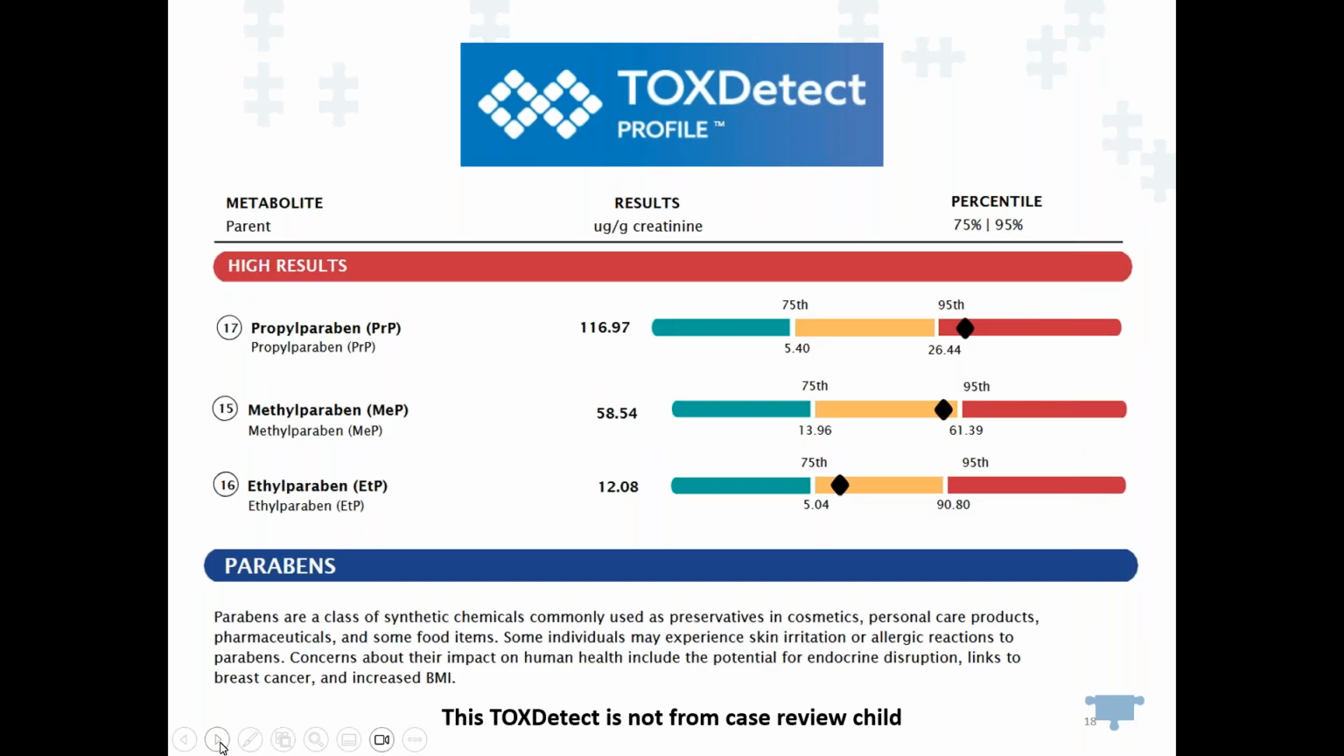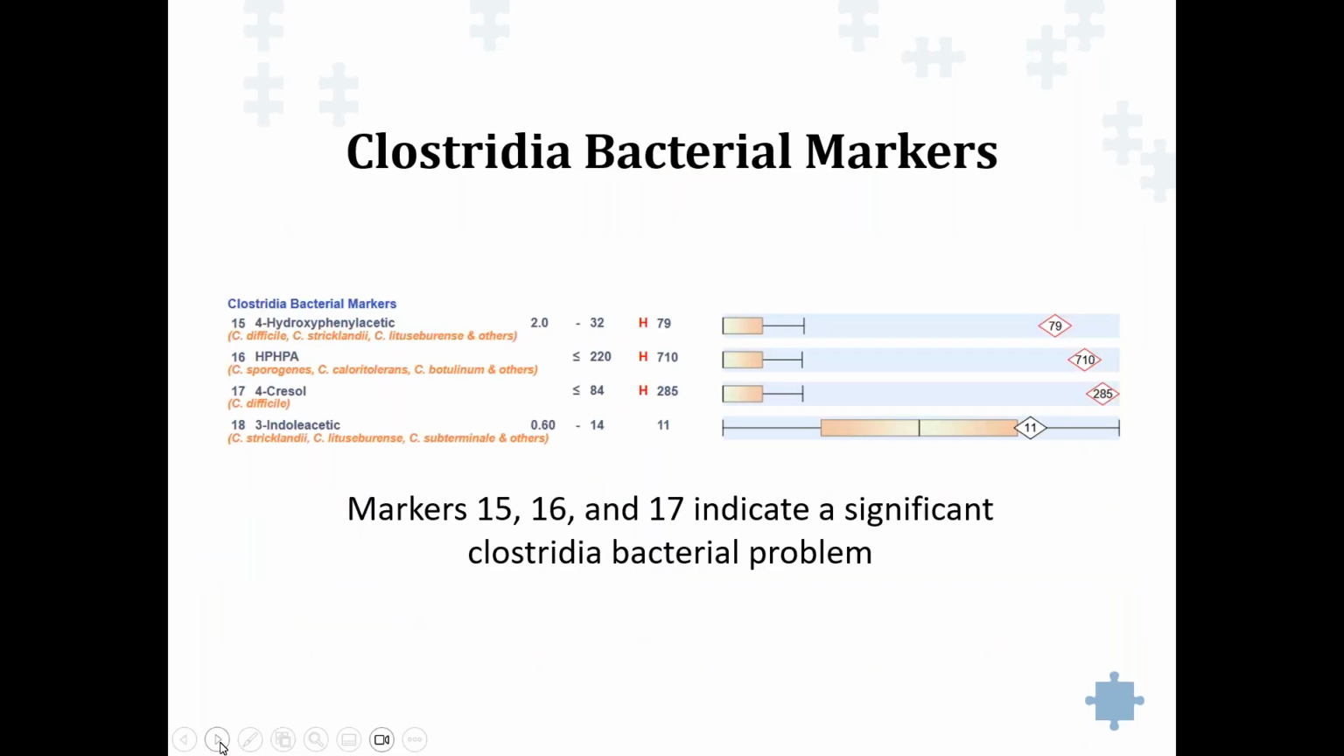Now, this is where, for me, things get fairly important with regards to trying to understand what's happening in a given individual. So this is the Clostridia bacterial section of the organic acid test. And you can see in this case, the first 3 are elevated. The most common one to see elevated is HPHPA. That shows up probably 80% of the time when one of these Clostridia markers is present.